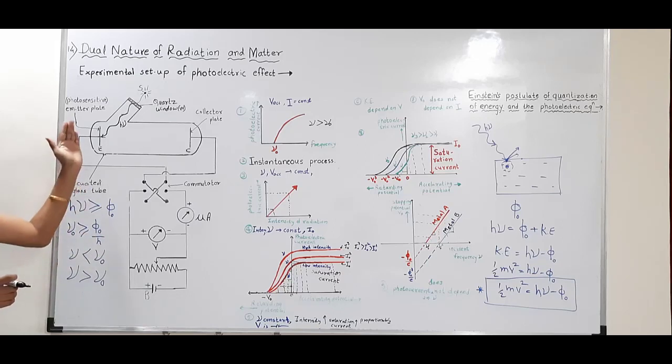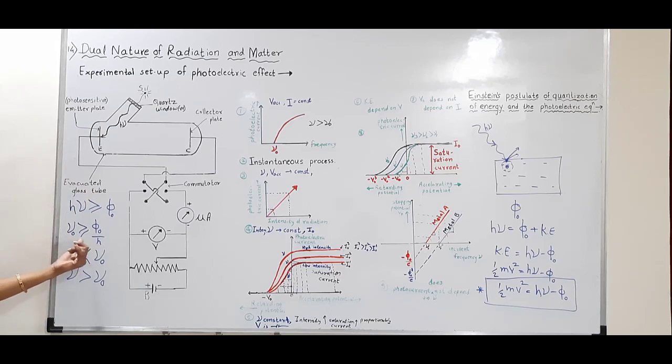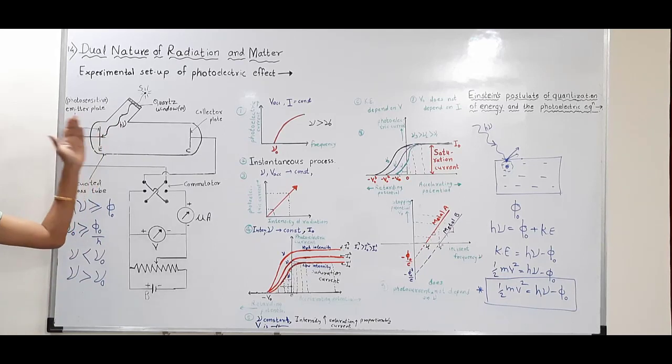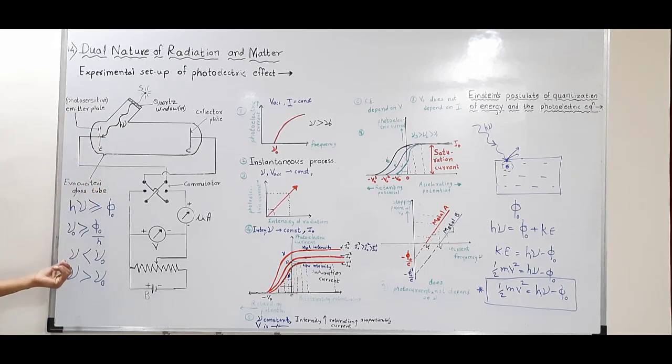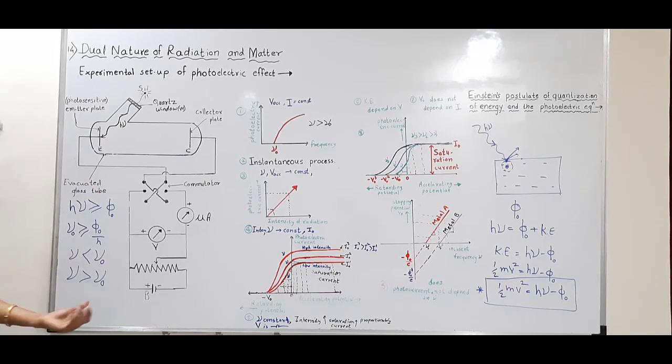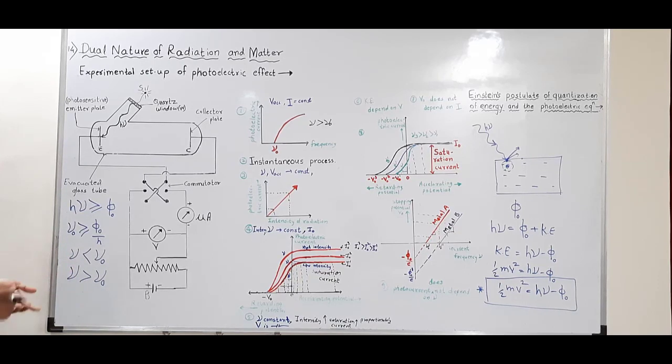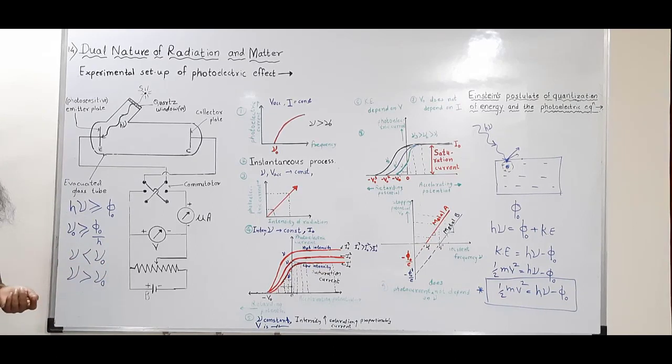Then electrons are emitted from the emitter surface. For that, the frequency should be greater than the threshold frequency, phi naught upon h. For the emission of the photoelectron from the emitter, the frequency of incident radiation should be greater than the threshold frequency. Now suppose the frequency of incident radiation is less than the threshold frequency: no photoelectrons are emitted from the emitter surface even if the intensity of radiation is large.